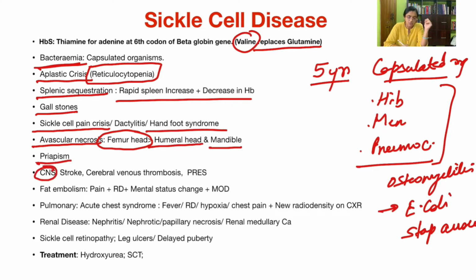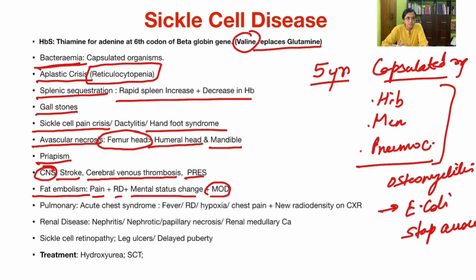CNS involvement is also very important because these patients could land up in stroke, and rarely they can also develop cerebral venous thrombosis or posterior reversible encephalopathy syndrome. Fat embolism has also been seen, and in fat embolism, the fat comes from the infarcted bone marrow, which can present with pain, respiratory distress, and altered mental status with multi-organ dysfunction.